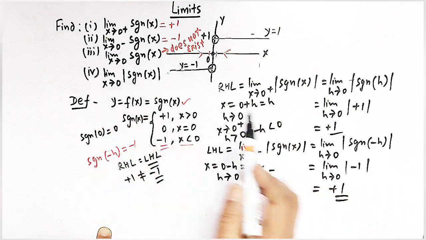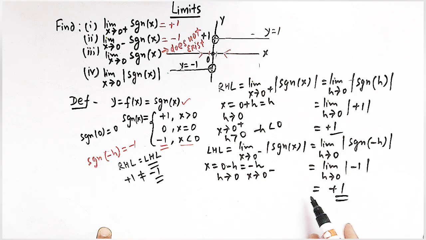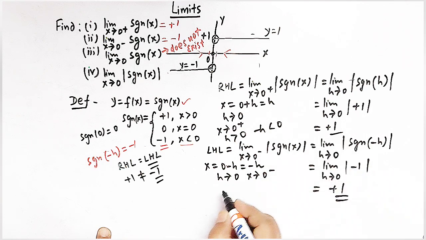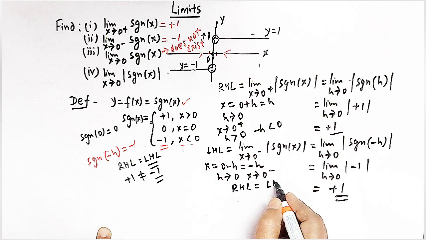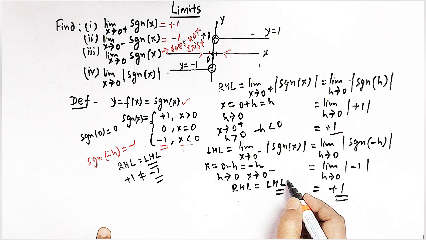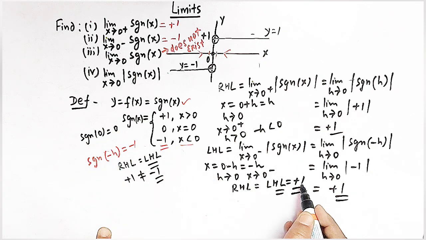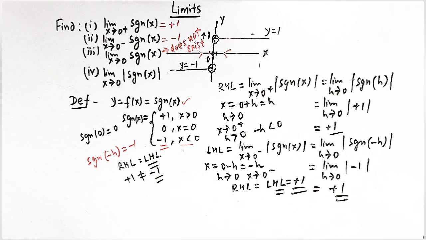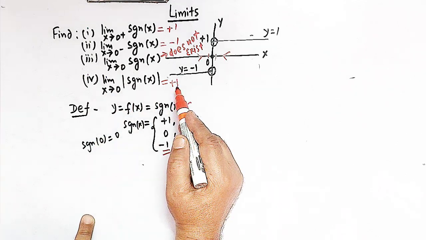So in this case we see that the right hand limit and the left hand limit both are finite and they exist, and moreover both the limits are equal to each other, right? So the right hand limit is equal to the left hand limit is equal to plus 1. So this limit has the value plus 1.